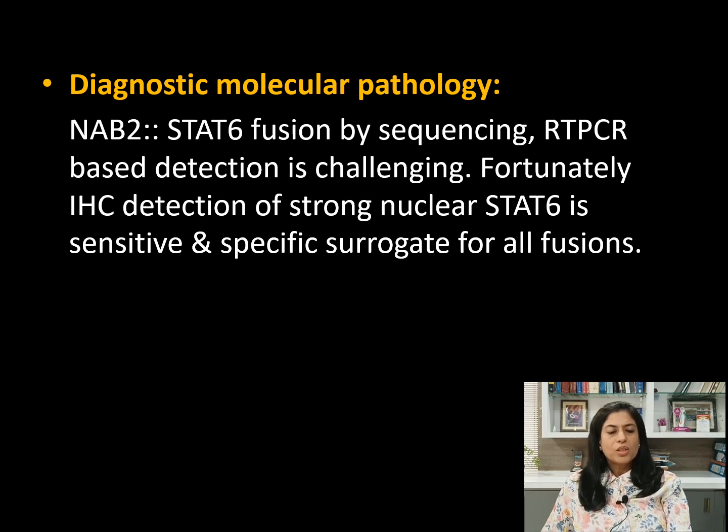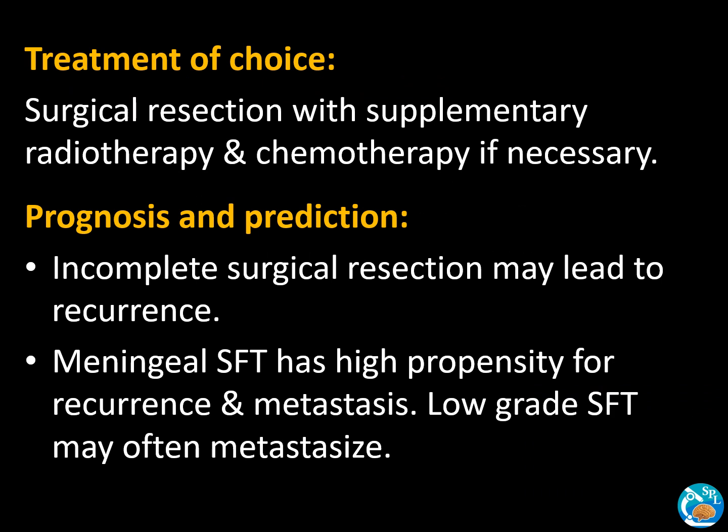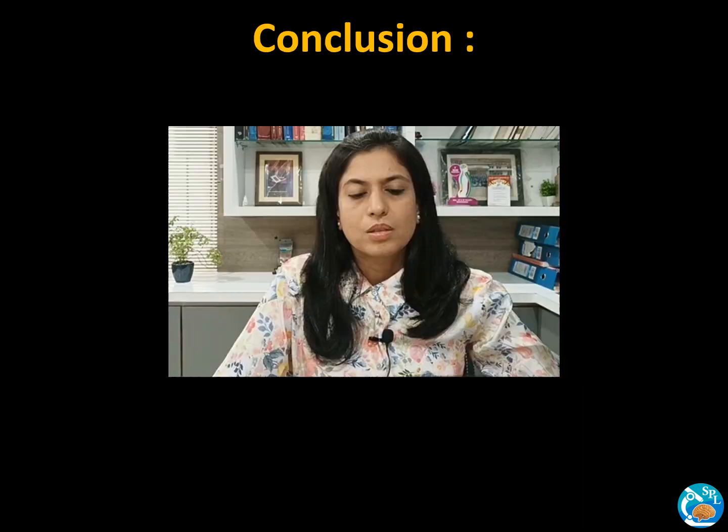The diagnostic molecular pathology is NAB2 STAT6 fusion, which can be demonstrated by sequencing and RT-PCR, and this is often challenging. Fortunately, IHC detection of strong nuclear STAT6 is a sensitive and specific surrogate for it. Treatment of choice is surgical resection with supplementary radiotherapy and chemotherapy if necessary. Prognosis and prediction: incomplete surgical resection may lead to recurrence. Meningeal solitary fibrous tumors have high propensity for recurrence and metastasis, and even low-grade SFTs may.